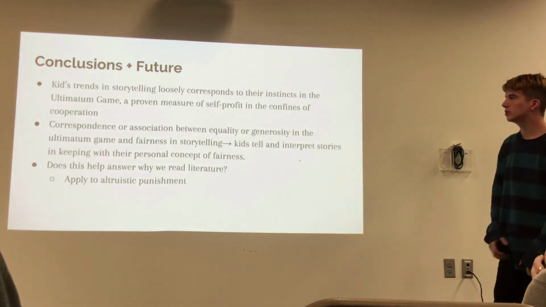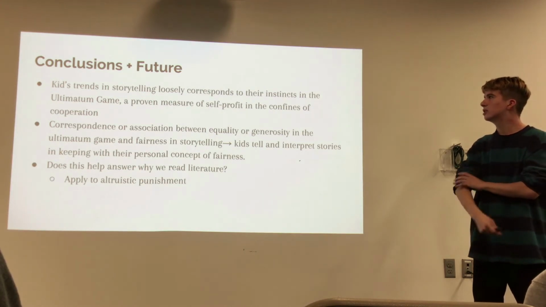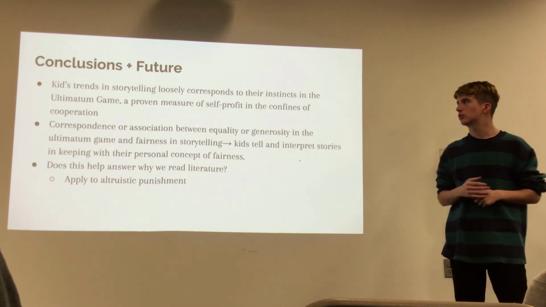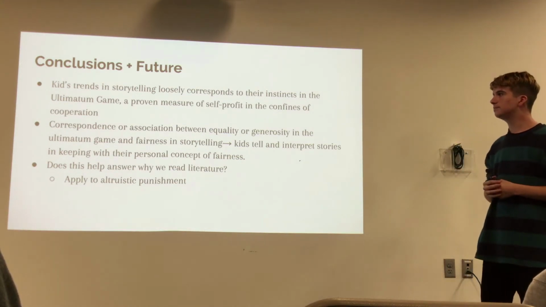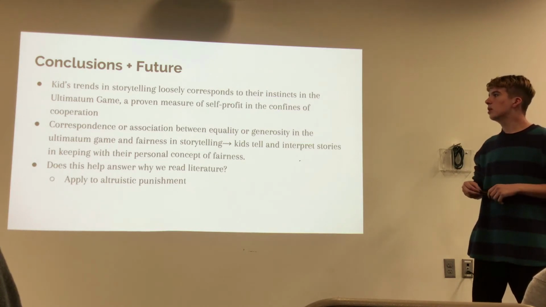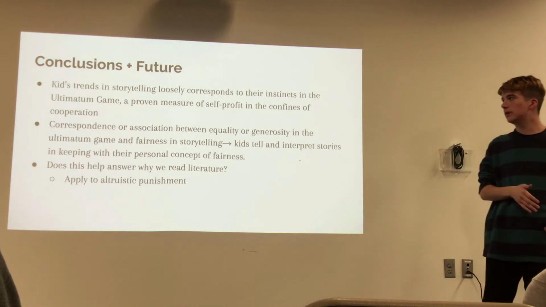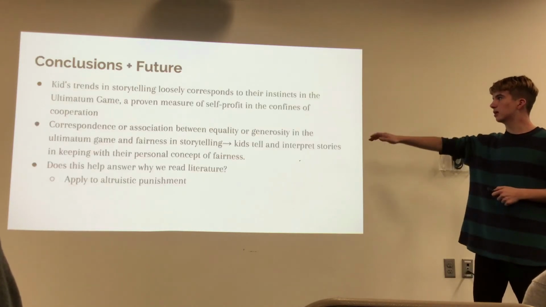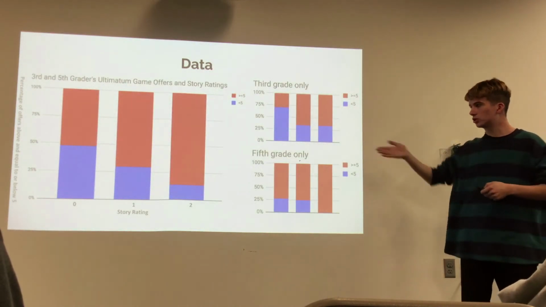So what our conclusions are is basically that kids' trends in storytelling loosely correspond to their instincts in the ultimatum game, and the ultimatum game, as we went over in game theory, is a proven measure of self-profit in the confines and context of cooperation. And basically, we found a correspondence or association between equality and generosity in the ultimatum game and fairness in storytelling. Just back on the data, the association was here: the red got larger as we got more altruistic in the storytelling.